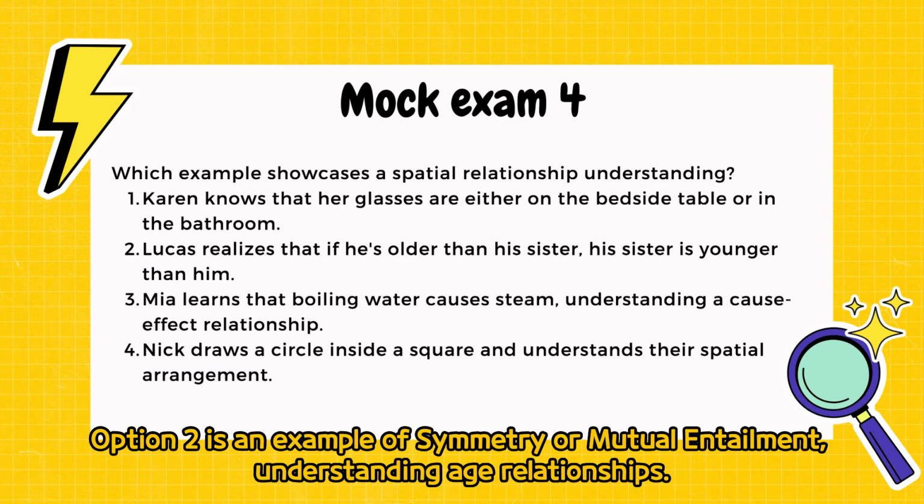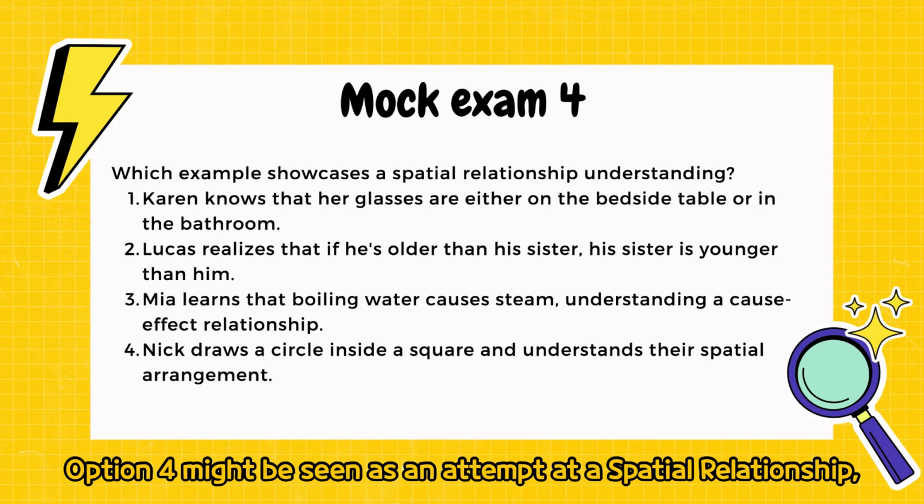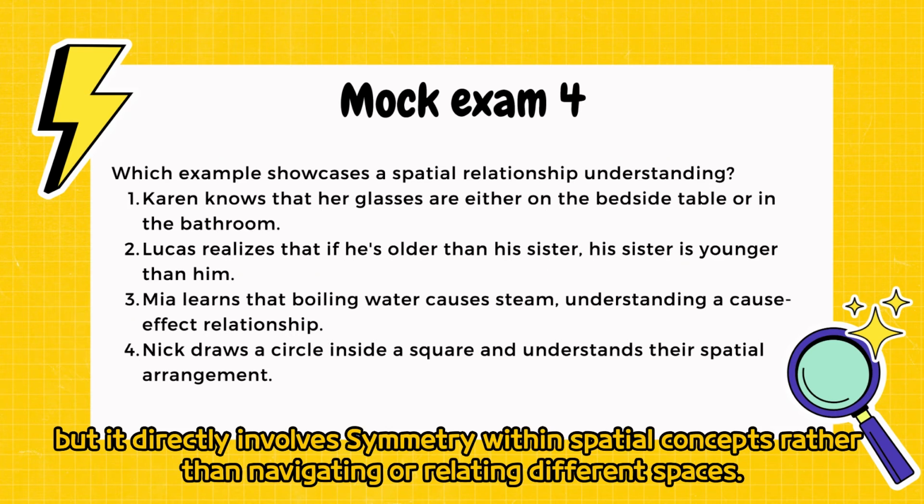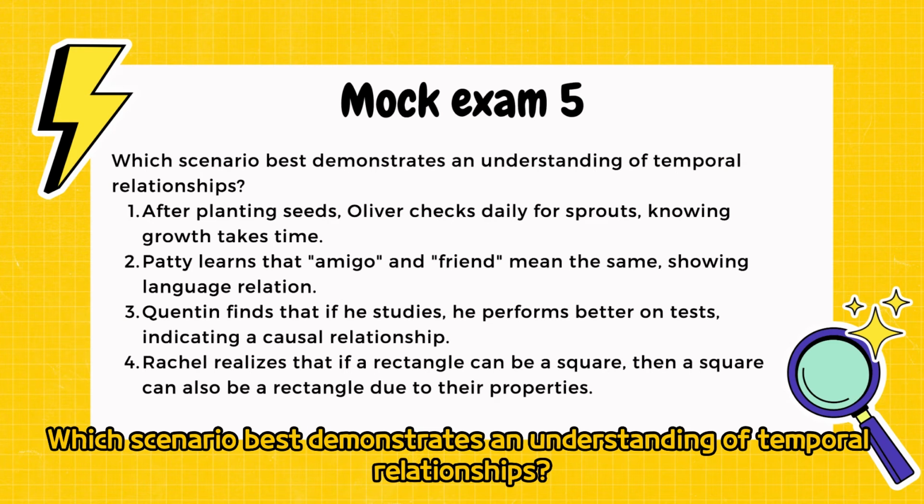Option 2 is an example of symmetry or mutual entailment, understanding age relationships. Option 3 illustrates a causal relationship, connecting the boiling of water with the production of steam. Option 4 might be seen as an attempt at a spatial relationship, but it directly involves symmetry within spatial concepts rather than navigating or relating different spaces. Mock Exam 5. Which scenario best demonstrates an understanding of temporal relationships?